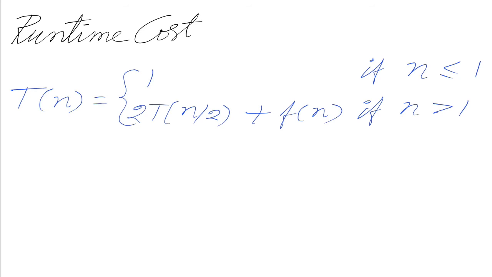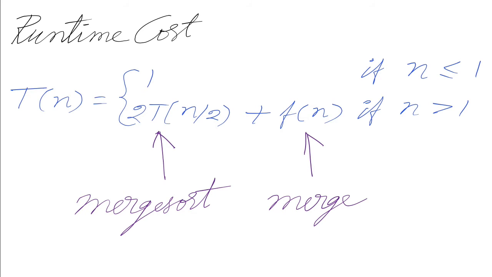Let's look at the performance. What is the runtime cost? Runtime cost can be expressed by this equation. This is the time taken for the merge sort, and this is the time taken for the merge function. Let's look at the merge method.